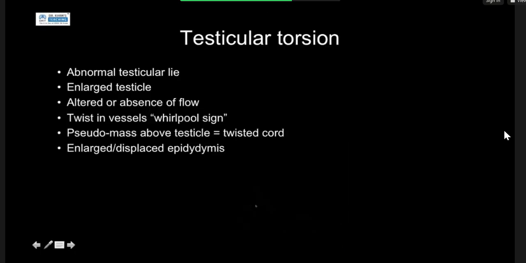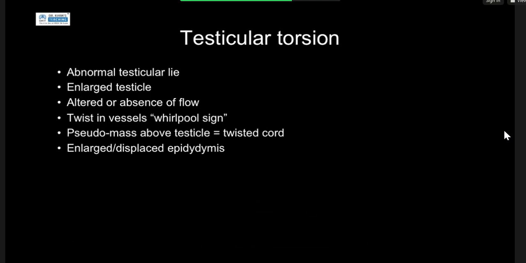So testicular torsion is, in the UK, we say it's a clinical diagnosis, not a radiological diagnosis. So if there's a high suspicion for testicular torsion, then they should proceed to have surgery rather than ultrasound, because ultrasound is just delaying it and time is precious if you think you've got a torted testicle.